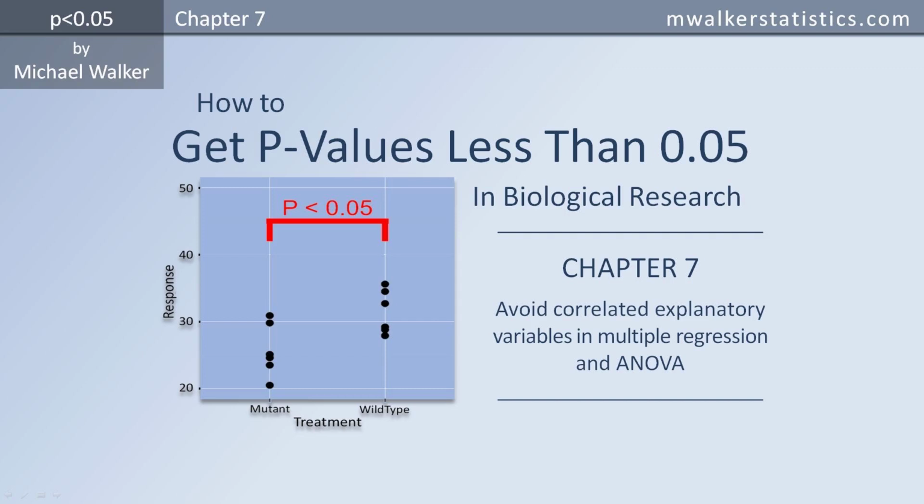How to get p-values less than 0.05 in biological research. Chapter 7. Avoid correlated explanatory variables in multiple regression and ANOVA.